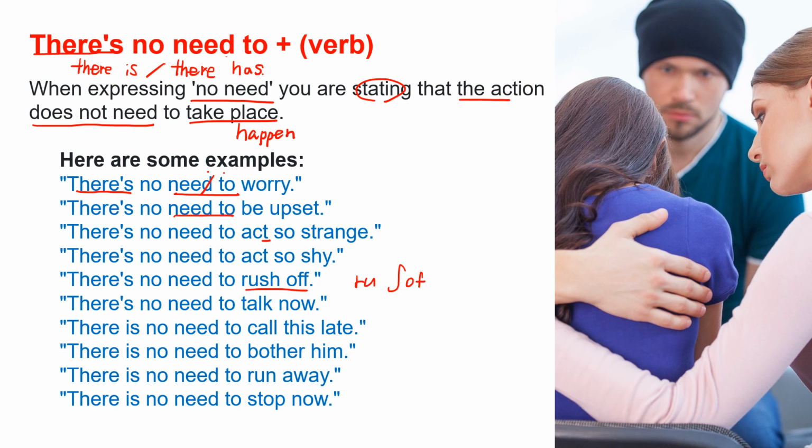There's no need to call this late. There's no need to bother him. Bother him. You can say bother him, but if you speak a little bit faster, it's going to be bother. Bother him. H is silent. Bother him. Or you can say bother him or bother him.